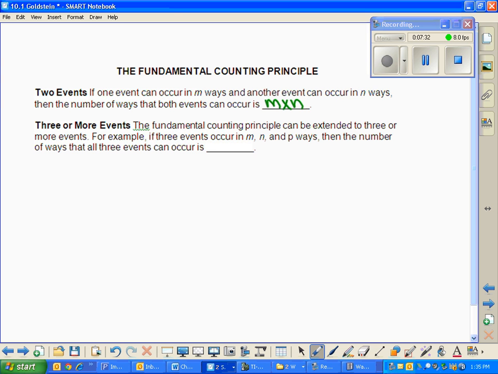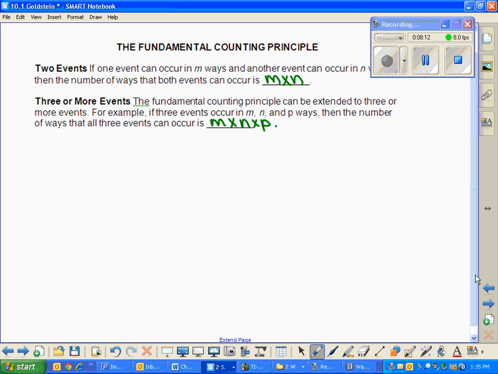If one event can occur in M ways and another event can occur in N ways, then the number of ways that they can both occur is M times N. For 3 or more events, it works the same way. You're just multiplying together the ways in which each individual event can occur. You're multiplying them all together. So for example, if we're talking about 3 events occurring in M, N, and P ways, the number of ways that all 3 would occur is just M times N times P. That's the number of ways all 3 of the events can occur.